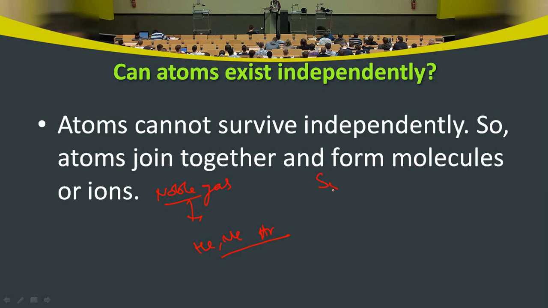For example, sulfur S8 means 8 atoms of sulfur come together, and that's why they can exist. That's why atoms do not exist independently, while these noble gases exist because they do not react with anything. That's why atoms cannot exist independently.